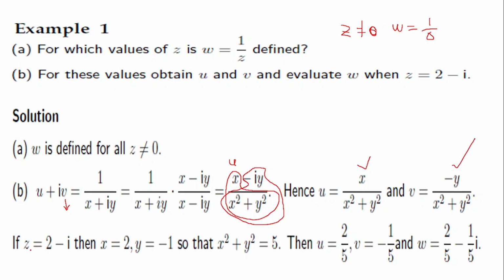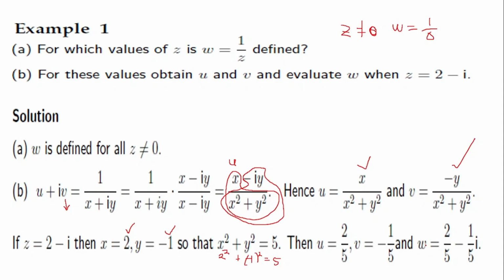The next thing is, if z is this, then our x will be that, and our y will be minus 1. If you do it here, this one is 2 squared plus minus 1 squared, which will give you 5. The denominator here is 5. So what is u? I mean, x, according to this equation, is 2. So it's 2 over 5. And according to this equation, y is equal to minus 1, so it is minus 1 all over 5.